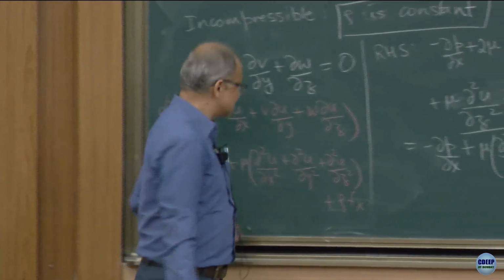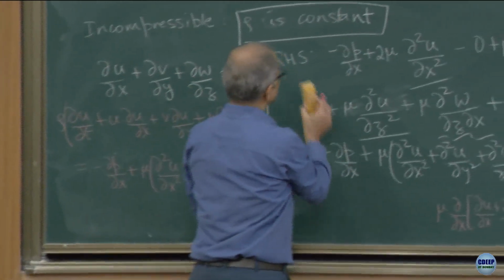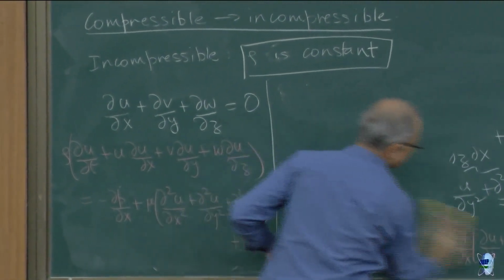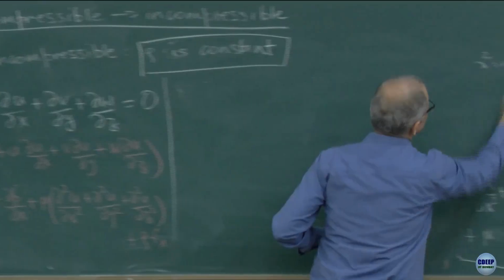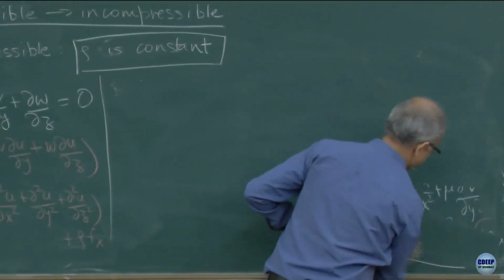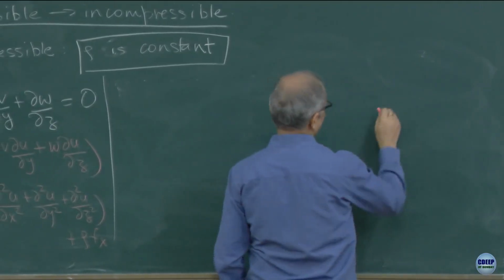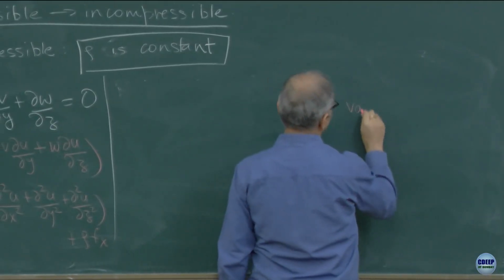So now if I look at the number of variables, just like what we had done earlier, let me get rid of this side. So what are my variables?